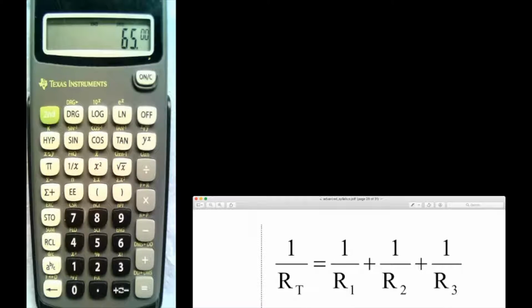So let's have a quick look and see how that looks. So the circuit looks like this. Here's the first resistor. Here's the second resistor.